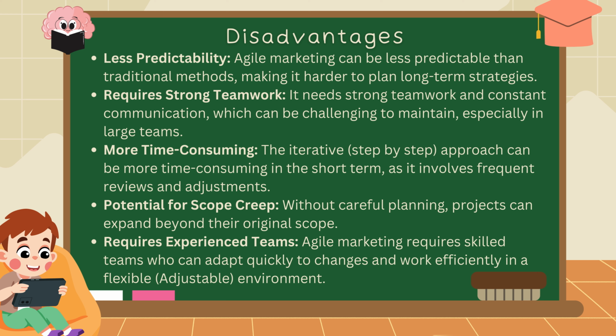and adjustments. 4. Potential for scope creep. Without careful planning, projects can expand beyond their original scope. 5. Requires experienced teams. Agile marketing requires skilled teams who can adapt quickly to changes and work efficiently in a flexible environment.